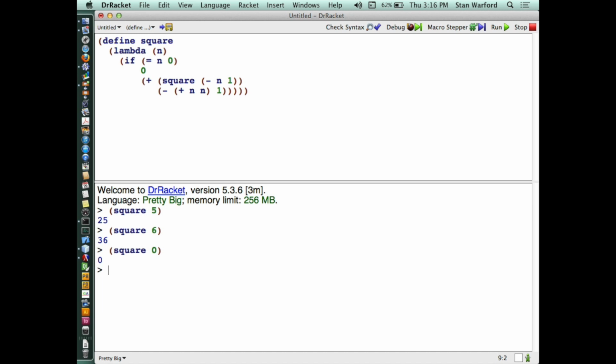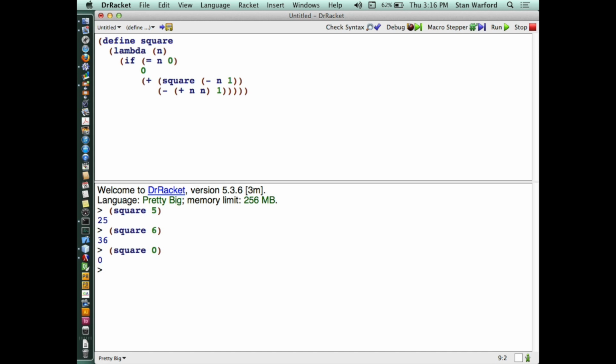Yeah, question? No, 0 squared is 0. 0 factorial. You were thinking 0 factorial. Yeah. Are we good? Okay, so is everybody with me?